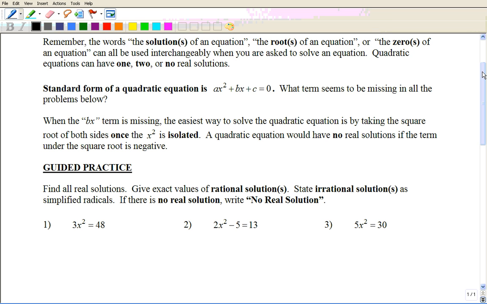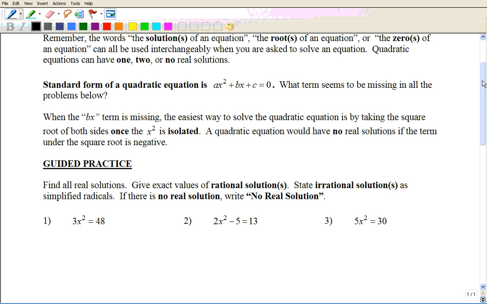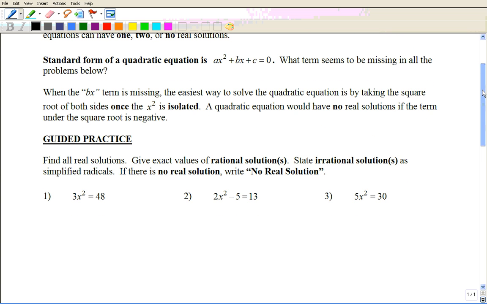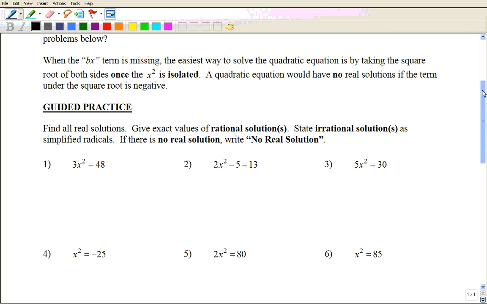The easiest way to solve a quadratic when the bx term is missing is by taking the square root of both sides once the x squared is isolated. A quadratic equation will have no real solutions if the term under the square root is negative. So I'm going to work through some guided practice problems, and the homework problems will be yours to solve.